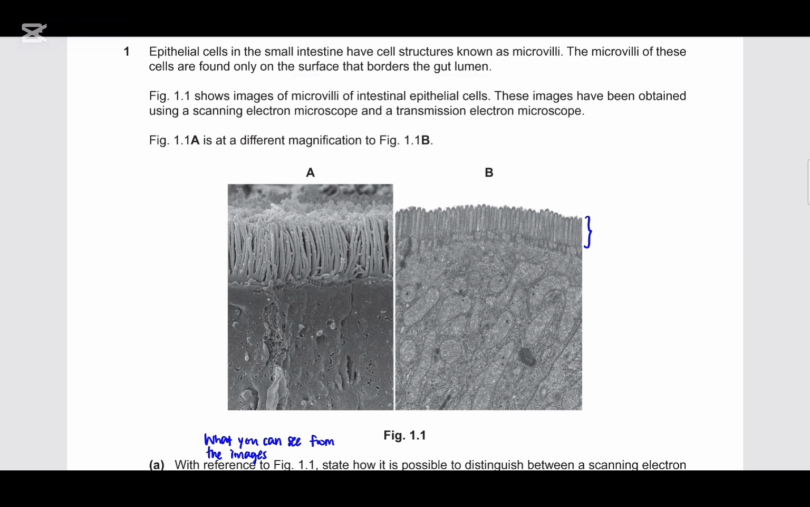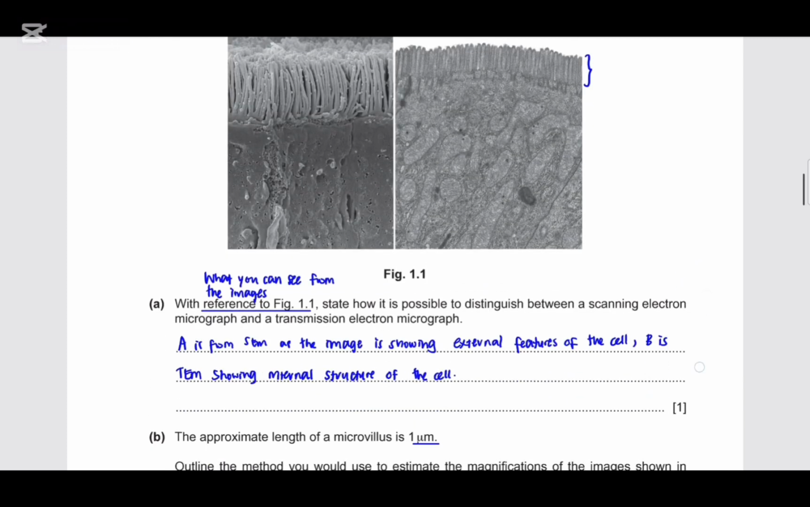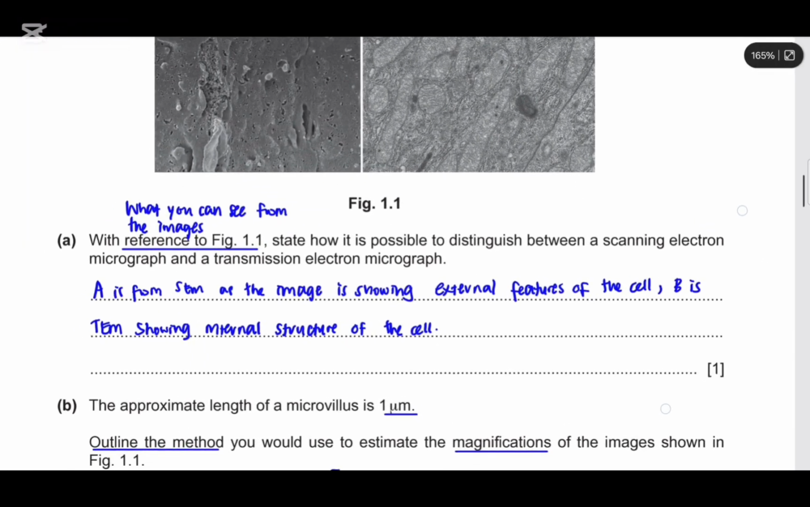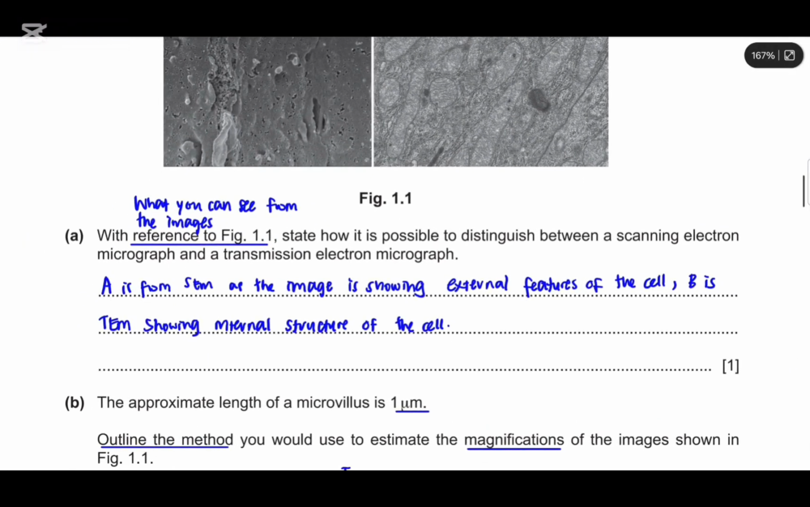Okay, so we have the intestinal epithelial cells obtained using a scanning and a transmission electron microscope. That means they require us to go back and make sure we know the features of the scanning electron microscope and transmission electron microscope. All right, so for the first one, with reference to figure 1.1, state how it is possible to distinguish between a scanning electron microscope and a transmission electron microscope.